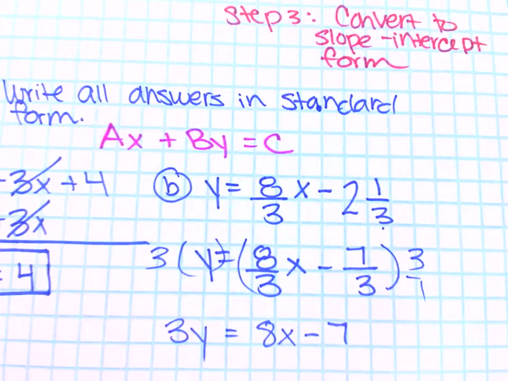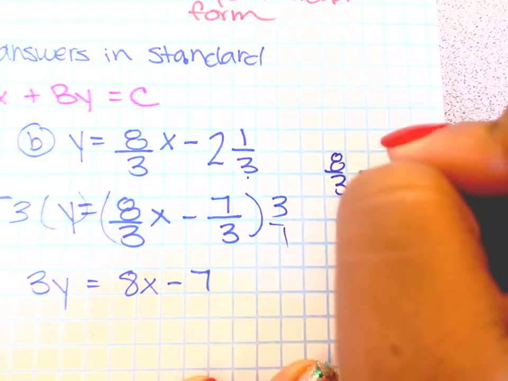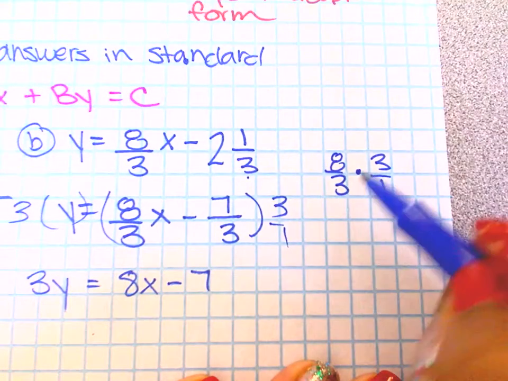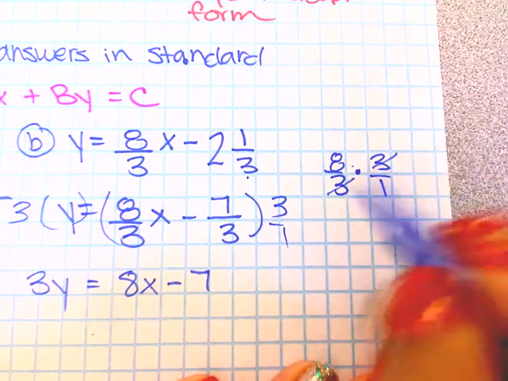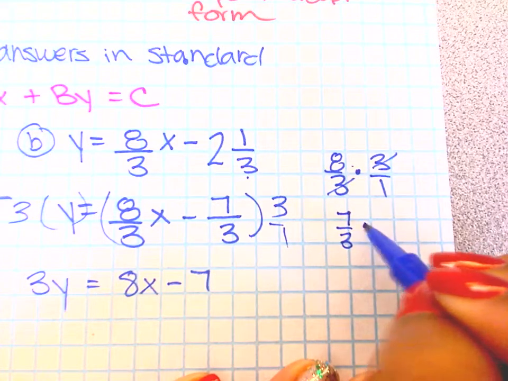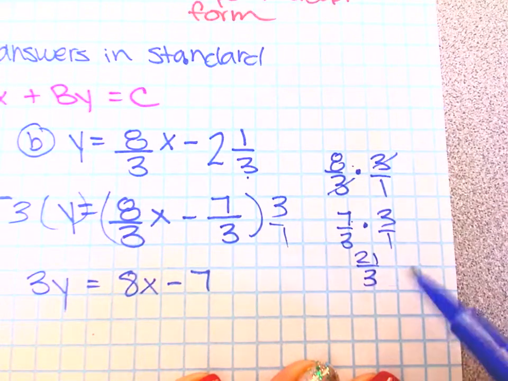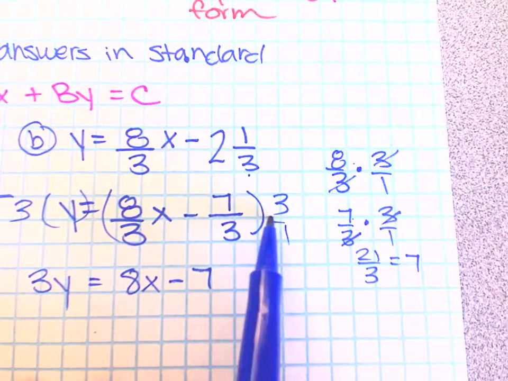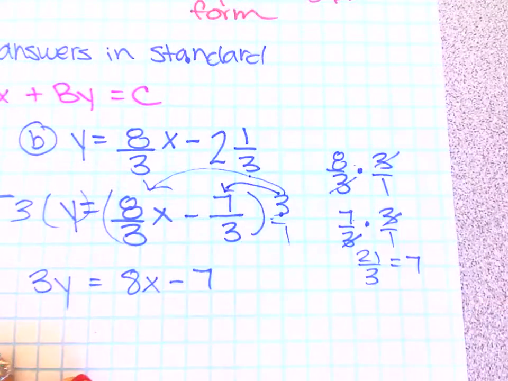Ms. Graham, how did you get that? Again, if I take a little side note, if I had 8 over 3 times 3, that's like multiplying by 3 over 1, right? And if I cross canceled, I'm left with 8. That's how I got 8x. Same thing if I were to do that with the negative 7 over 3. If I had 7 over 3 times 3, that's like 3 over 1. That's like 21 over 3, which is 7. Or you can cross cancel. So again, I multiplied 3 by 8 over 3, and I multiplied 3 by 7 over 3.